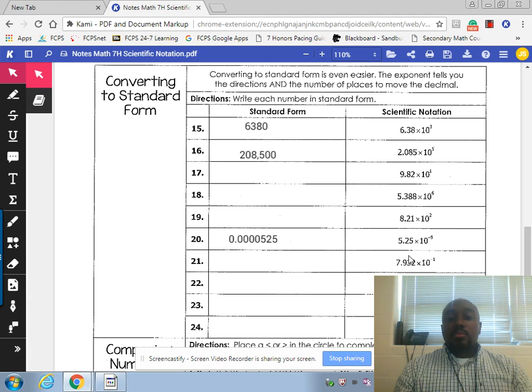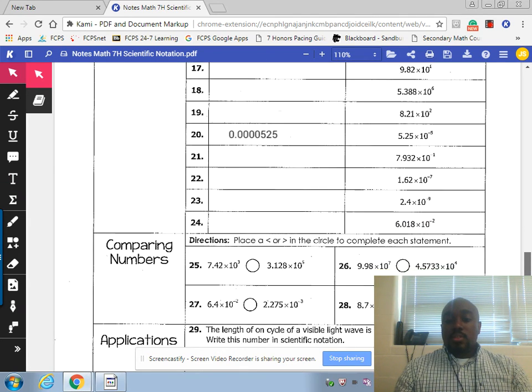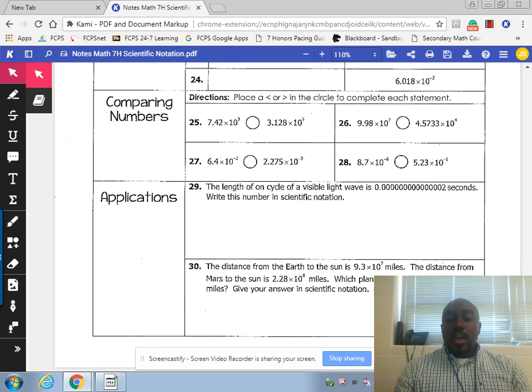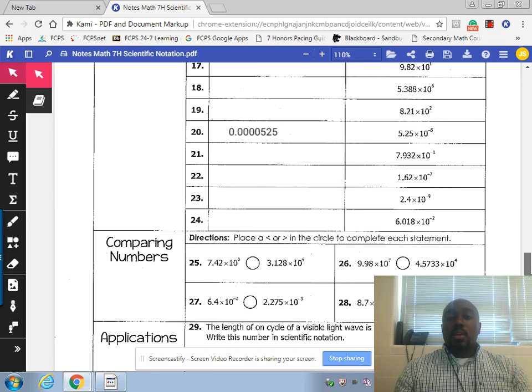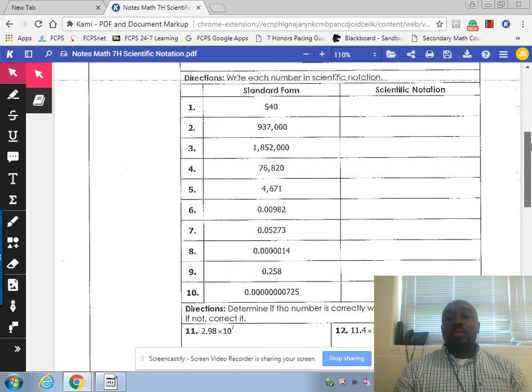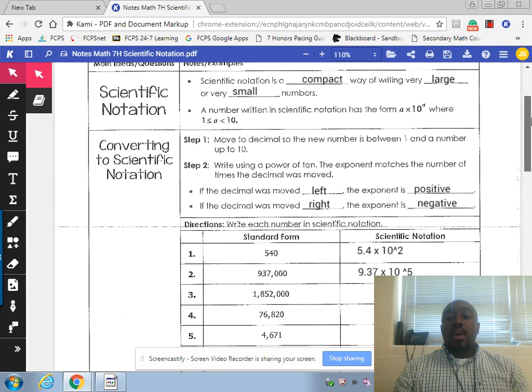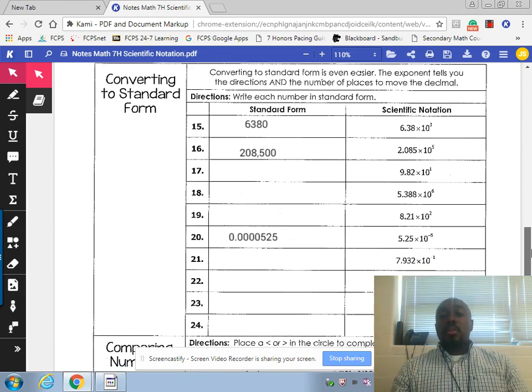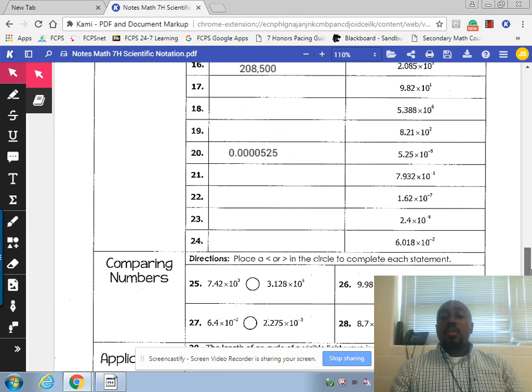Okay, so go ahead and complete the rest of your notes. Down here, you are converting these numbers from scientific notation to standard form, and you're going to compare them using a less than or greater than symbol, and you're going to do the last two on your own. That's just applying them to real world scenarios. We are going to discuss all of these problems in class tomorrow, and we're going to make sure that we have a complete understanding of scientific notation. So make sure you practice these problems on your own, all the extra practice problems on your own, and we will post the answers and discuss them in class tomorrow.